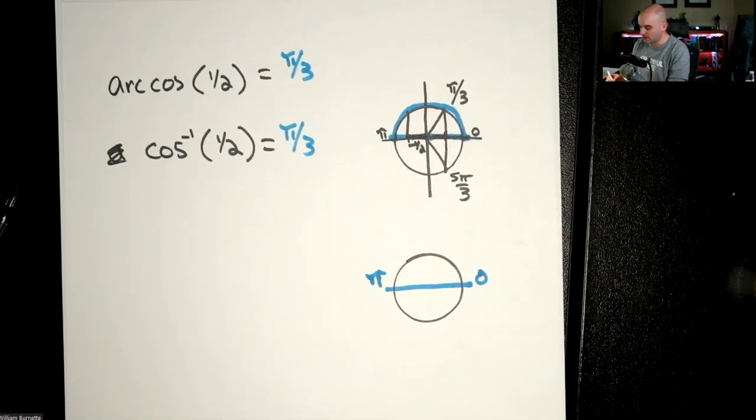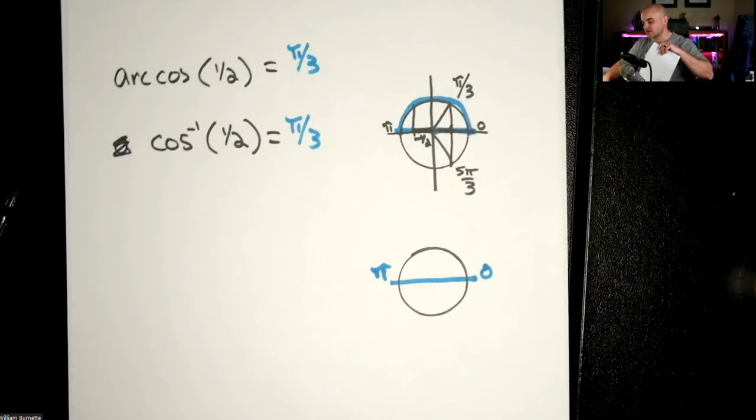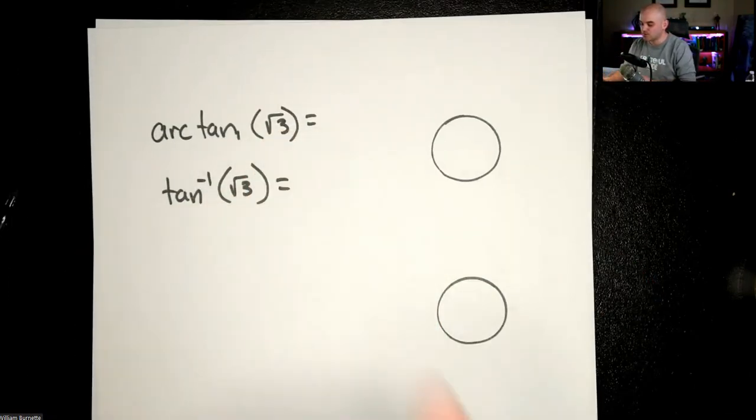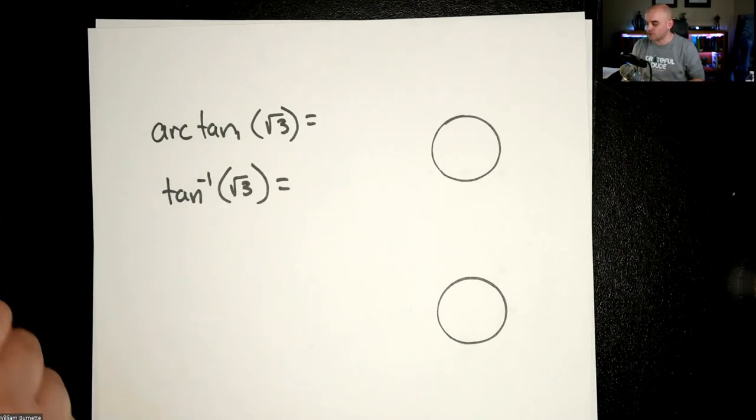One more to look at here. Let's look at the tangent. Now, I didn't say the tangent of 1/2 because that is not a common answer when we're talking about the unit circle. One spot we could say is square root of 3. When does the tangent equal square root of 3?